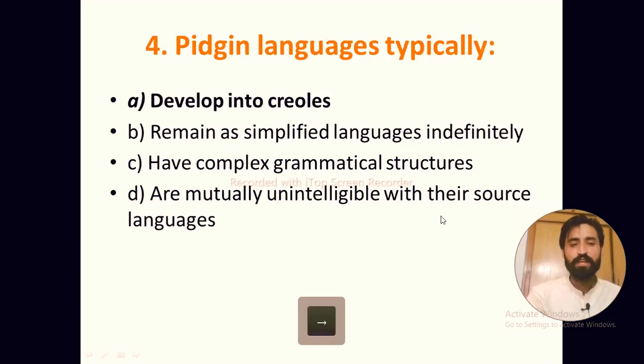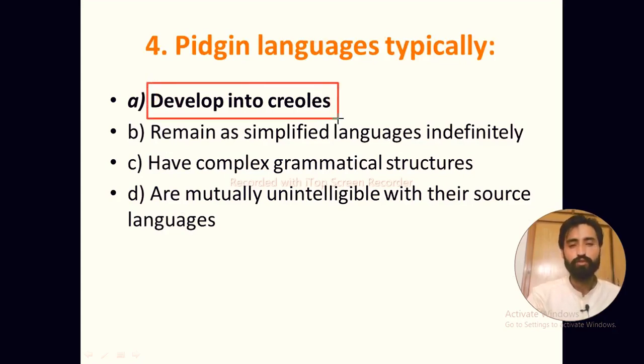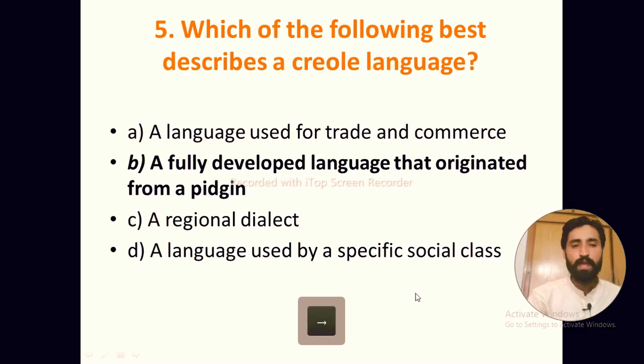The next one is pidgin. A pidgin language typically develops into creoles. So first of all, we have pidgin, and then pidgin develops into creole. The next one is: which of the following best describes a Creole language? It is a fully developed language that originated from a pidgin. So again, it's related to pidgin and Creole. We've already discussed all of them in detail.